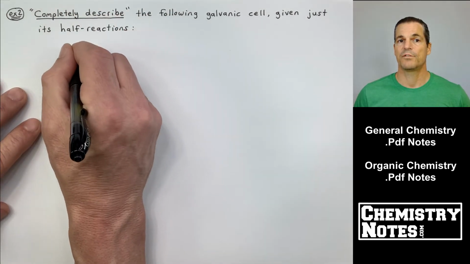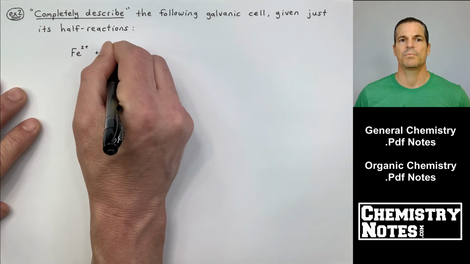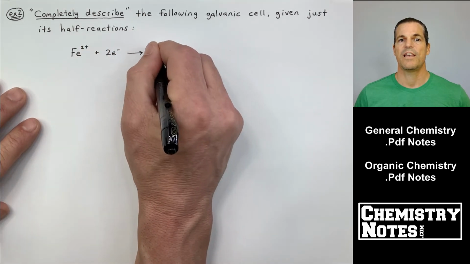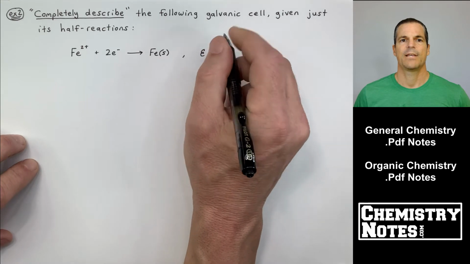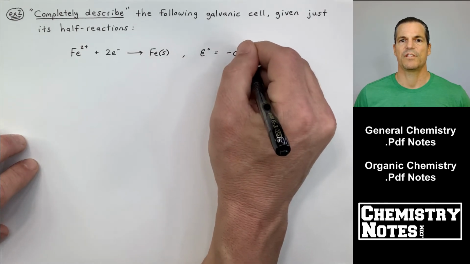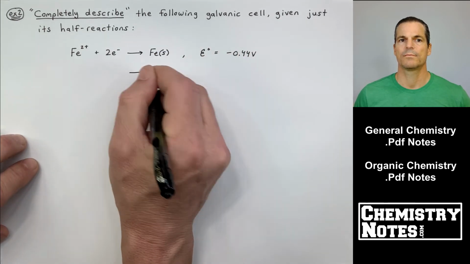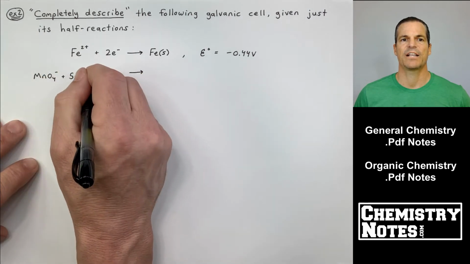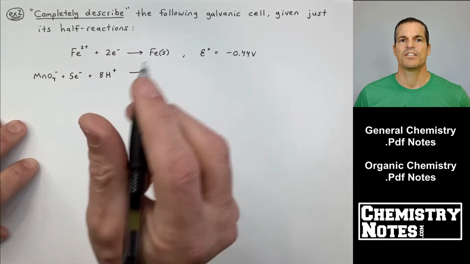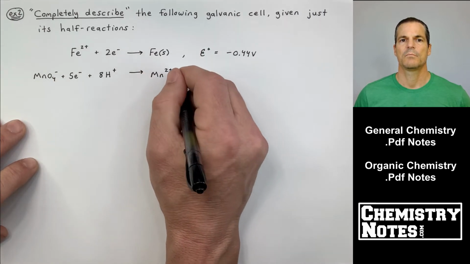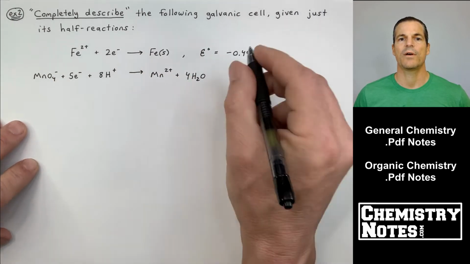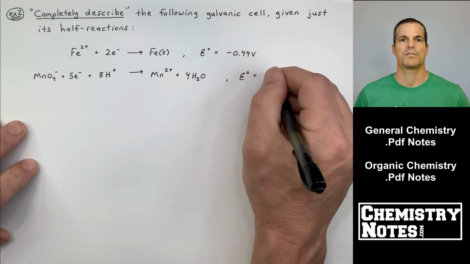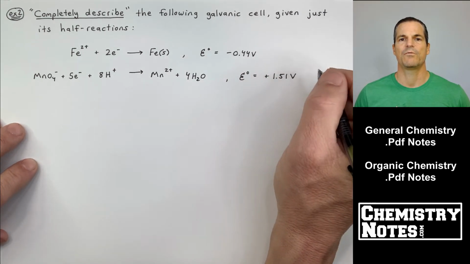So here are the two half reactions. Fe2+ plus 2 electrons yields Fe solid. It has a reduction potential of negative 0.44 volts. And the next one, MnO4- plus 5 electrons plus 8H+ yields Mn2+ plus 4H2O. It also has a reduction potential of positive 1.51 volts.